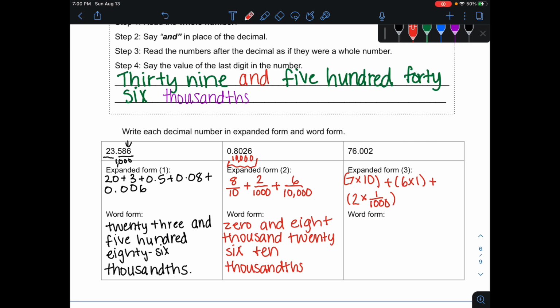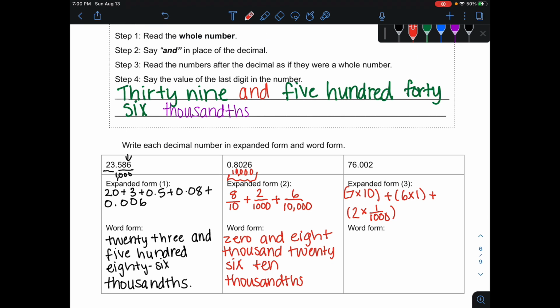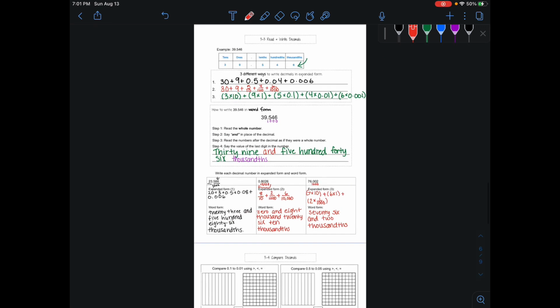In word form, we're gonna read the whole number first, which is 76. And for the decimal, and we have 2, and I'm gonna have to do this, which is 1,000, so, and 2 thousandths, because the 2 is in the thousandths place. So yeah, that concludes 3-3.